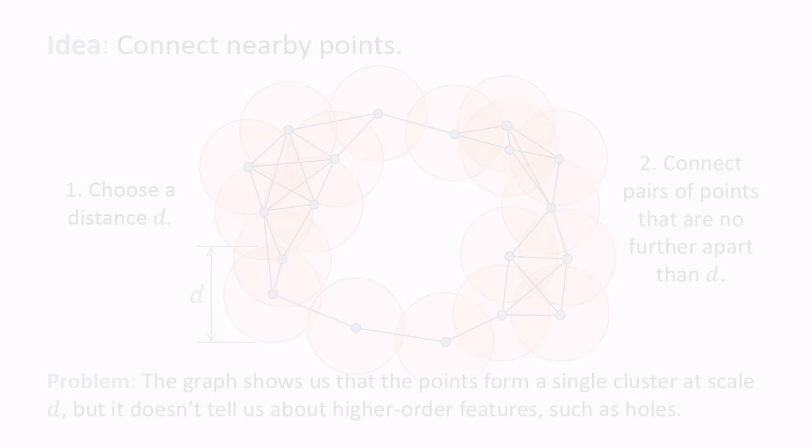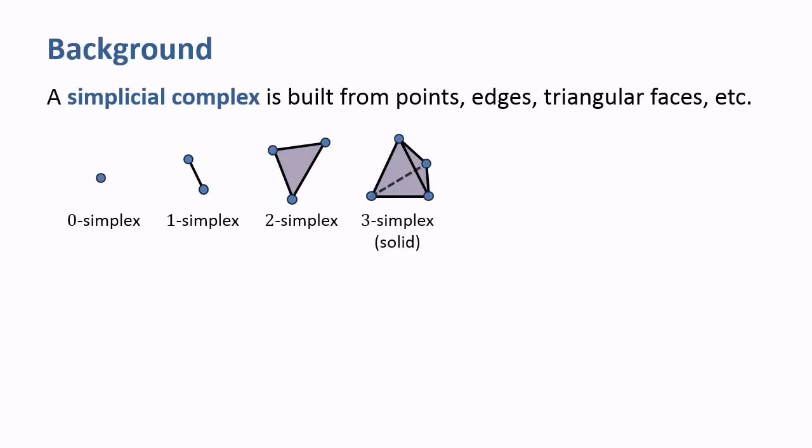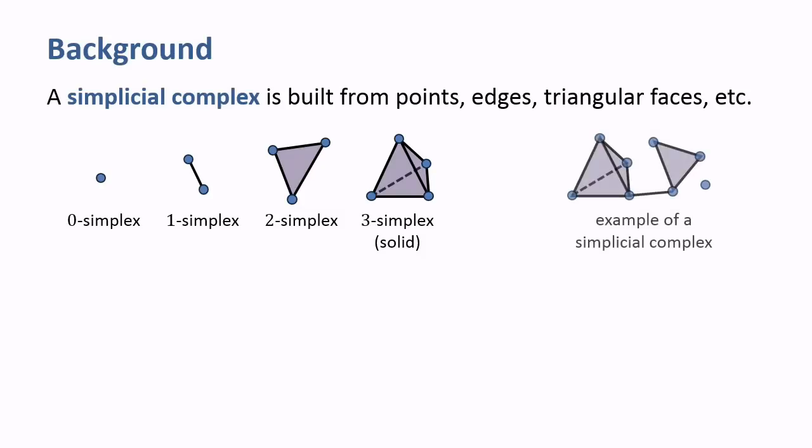To introduce a more sophisticated idea, we need a bit of background information. First, a simplicial complex is an object built from points, edges, triangular faces, and so on. A point is a zero-dimensional simplex. An edge between 2 points is a one-dimensional simplex. A triangular face is a two-dimensional simplex. A solid tetrahedron is a three-dimensional simplex, and so on for higher dimensional simplices. If we glue many simplices together in such a way that the intersection between any two simplices is also a simplex, we obtain a simplicial complex. Here is an example of a simplicial complex.